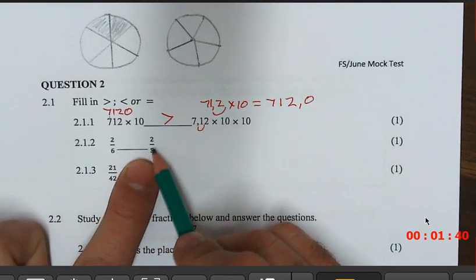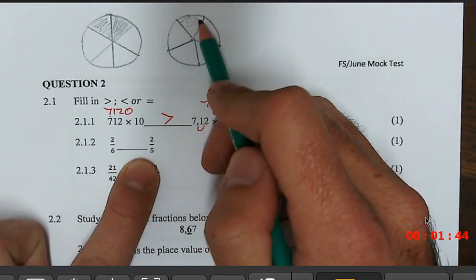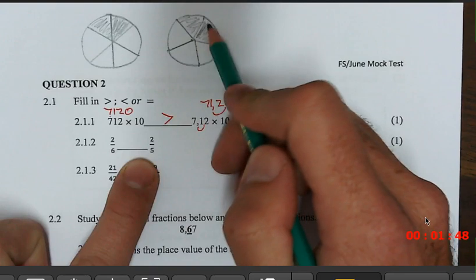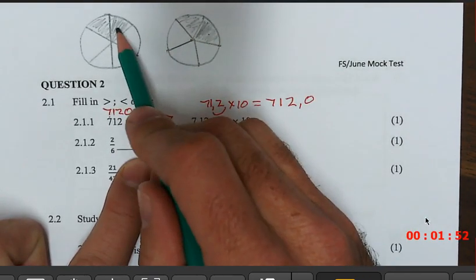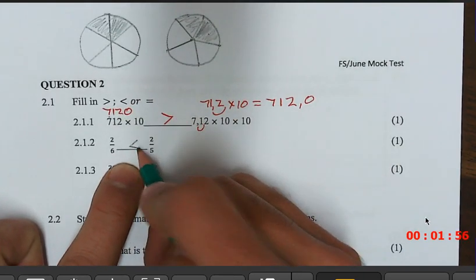And then the next one is 2 5ths. So a circle divided into 5 parts. And I color in 2 of the 5. Now which is bigger? As you can see, the 2 5ths are bigger than the 2 6ths. Okay, so that one is bigger.